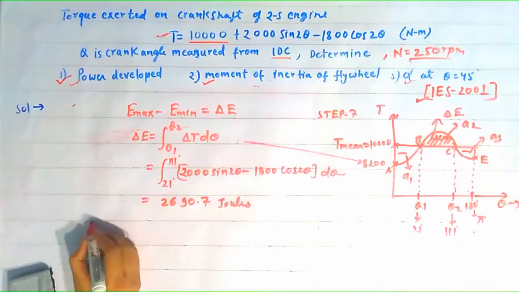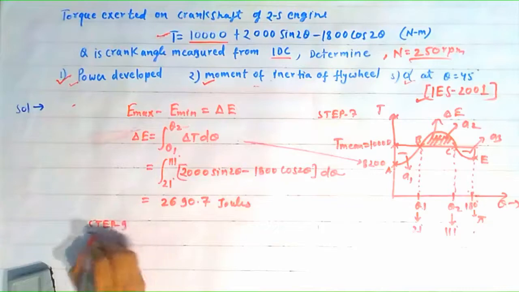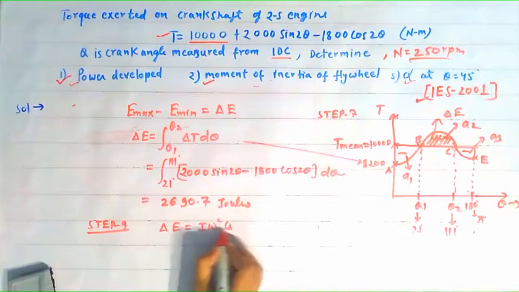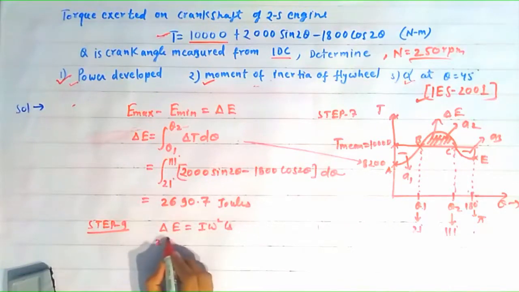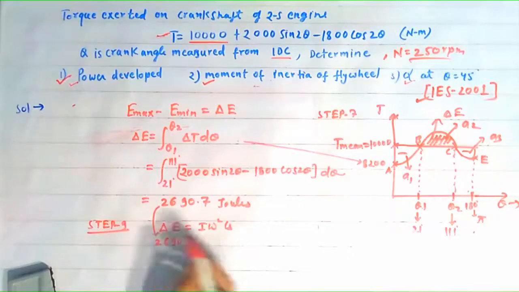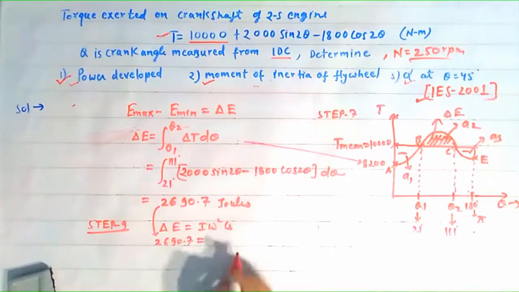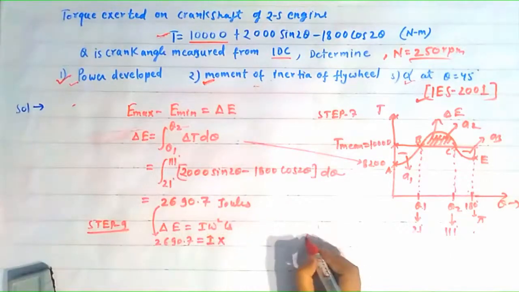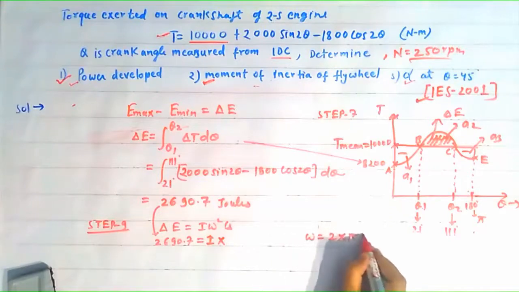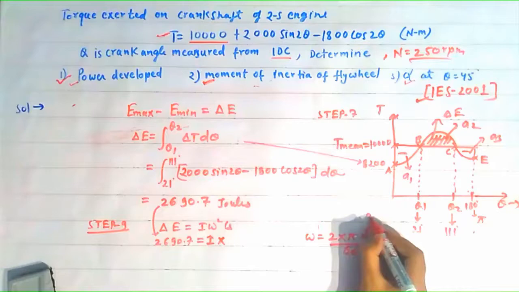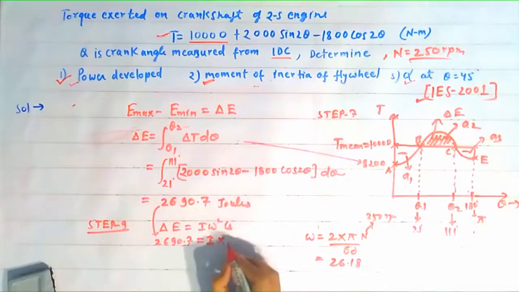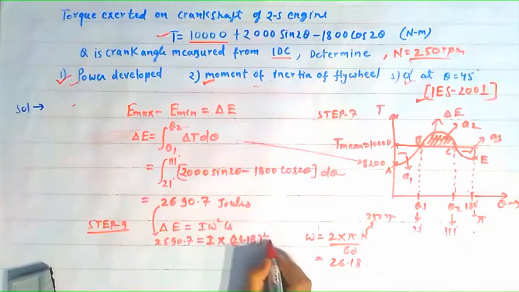Now the next thing is step number 9. In step number 9, we have to use delta E is equal to I omega square Cs, and delta E is 2690.7, already calculated in the previous step. And I is unknown to us, that is, the moment of inertia of the flywheel is required. Omega we will calculate again: 2 pi n divided by 60, where n is 250 rpm. So we get the value of omega as 26.18, so 26.18 whole square into Cs.